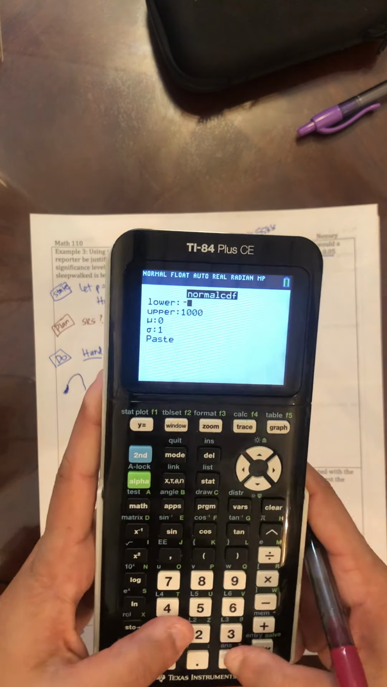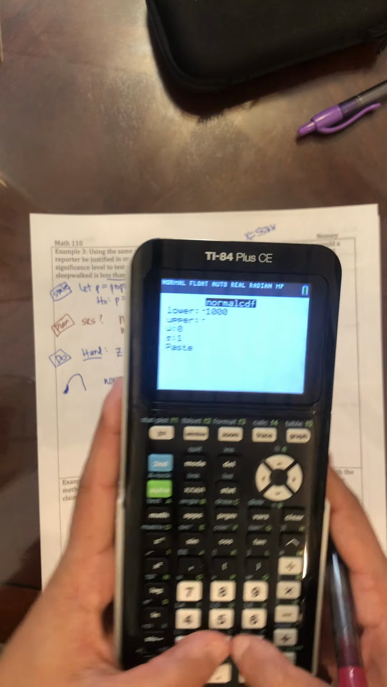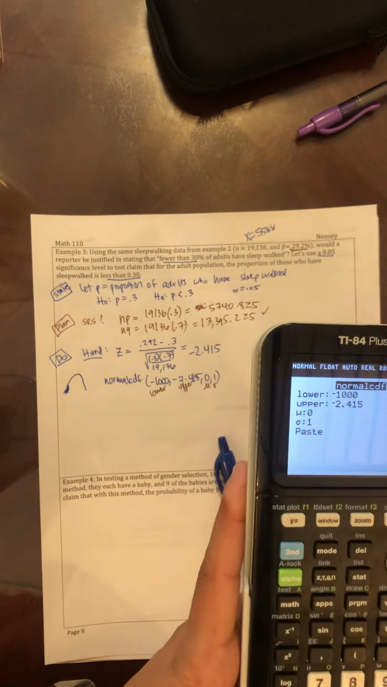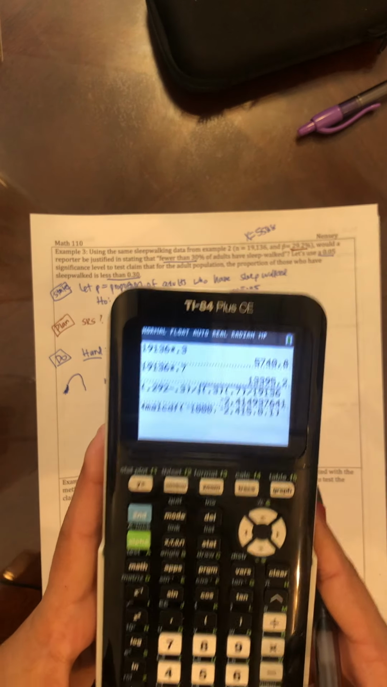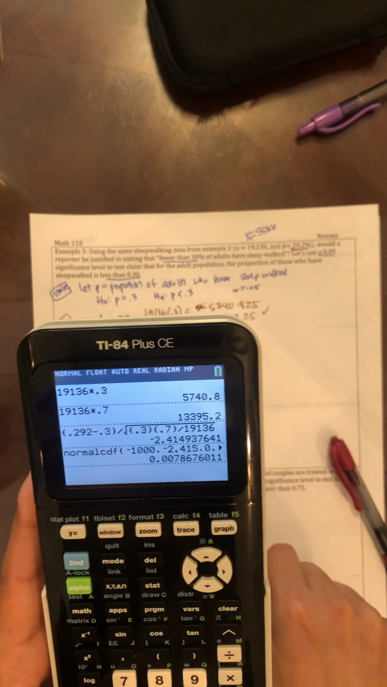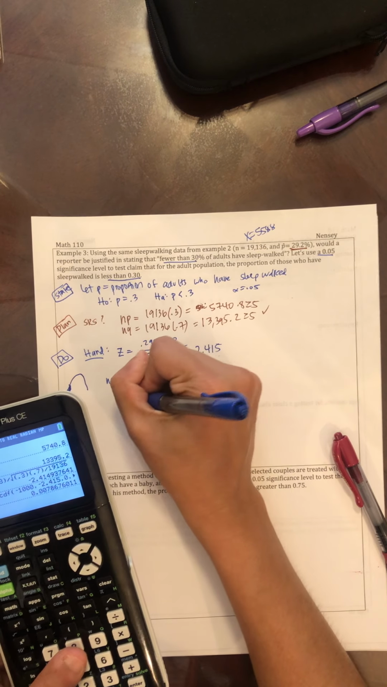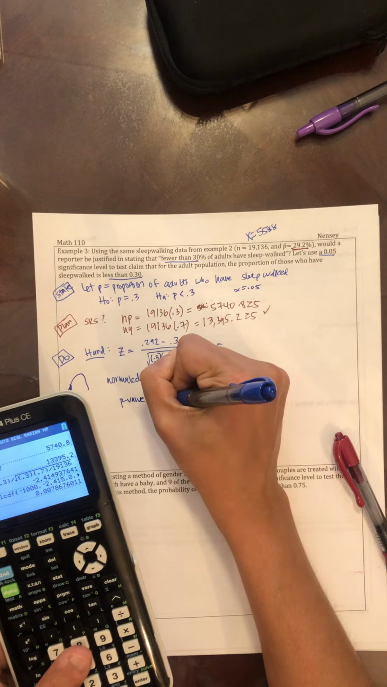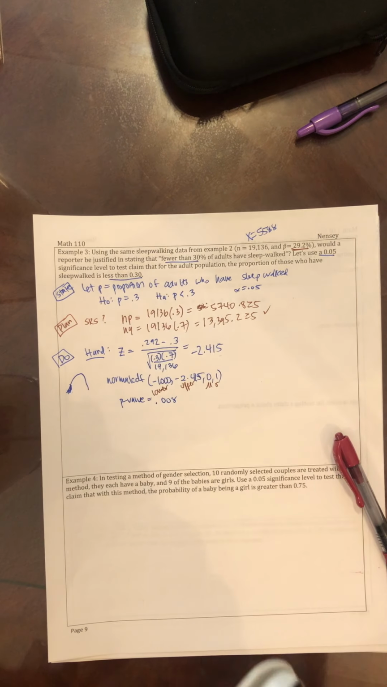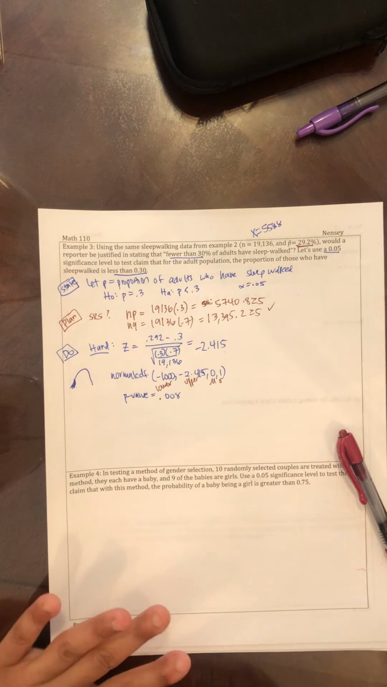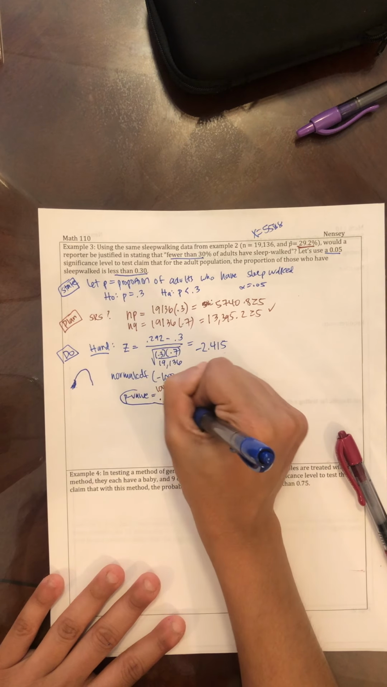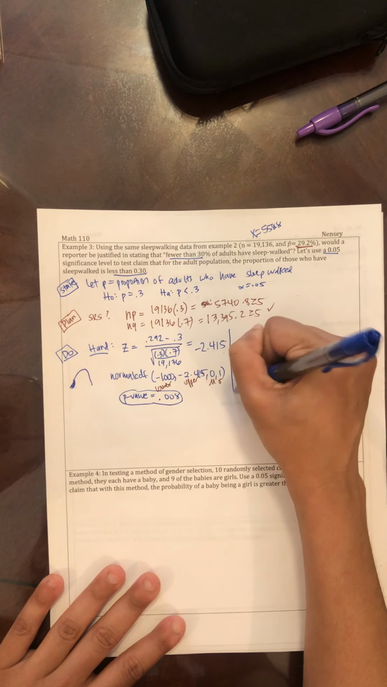Normal CDF, negative 1,000, negative 2.415, 0 and 1. And that was something I was getting, yes. So I got the p-value, because that's the number you're getting, 0.008. Okay, that is by hand. This is our p-value. Okay, we're going to do this by calculator now.